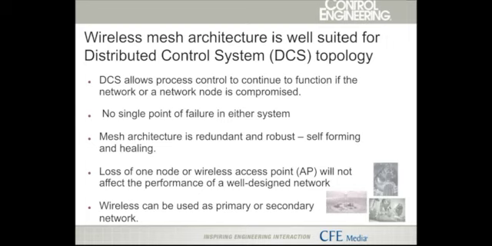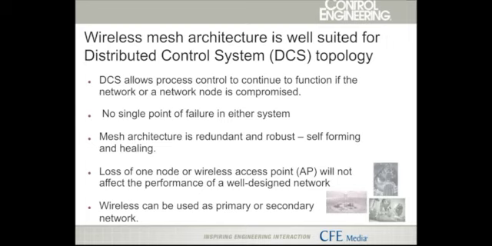Another factor that was discussed and considered is that wireless mesh architecture is very well suited for distributed control systems. The underlying principle of DCS is that the loss of a node or of the network itself will not interrupt the function of an individual process or even of the entire process. So between the mesh architecture and DCS topology, there is really no single point of failure. So it's very robust, and they complement each other.